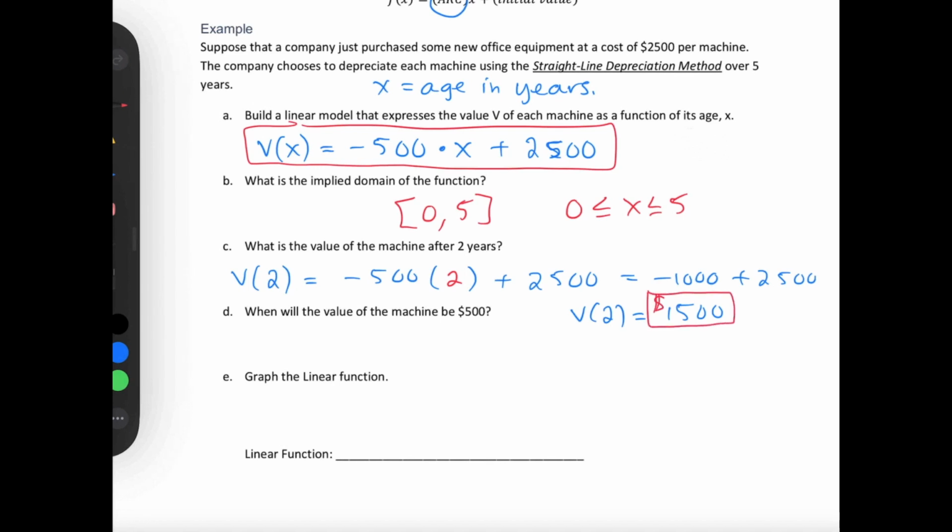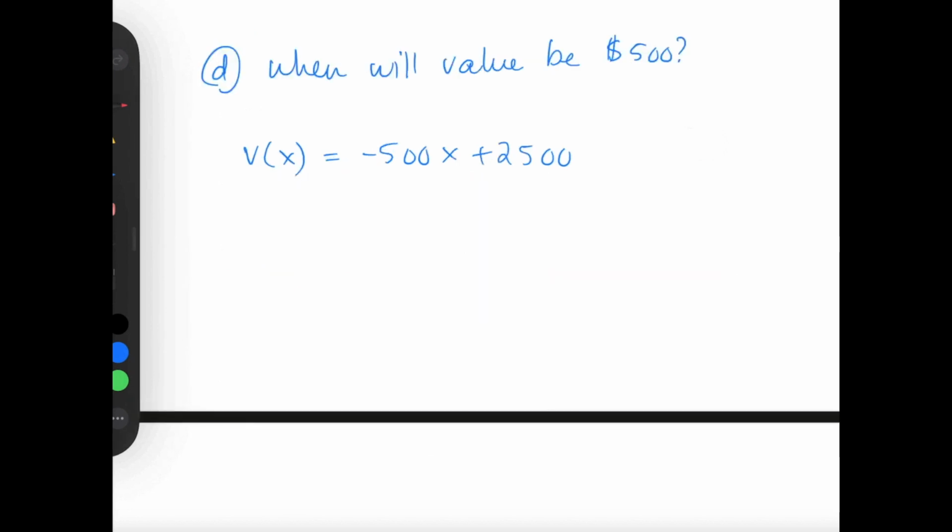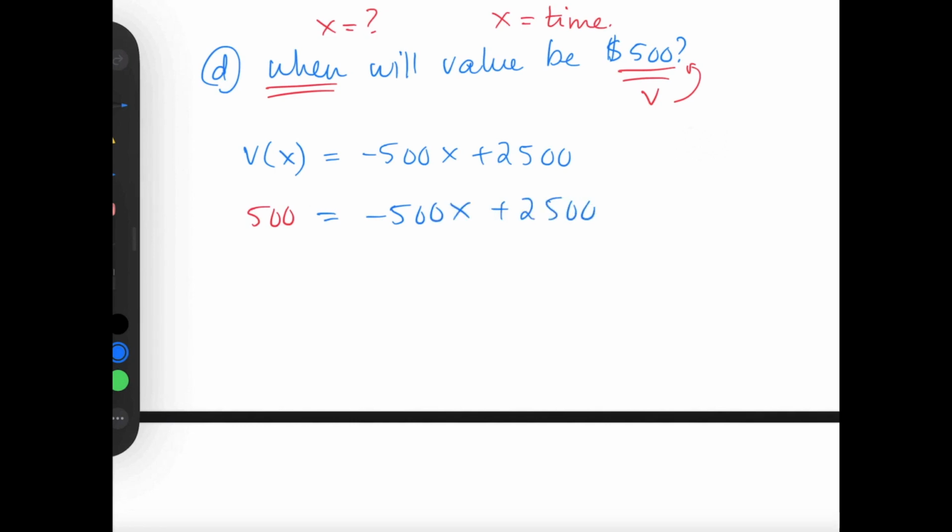When will the value be $500? So I'm going to come down here to have a little bit more space. When means after how much time? And remember, our x value is the age of the machine, so we're looking to figure out how much time passes when the value is 500. Well, we're given the value, so we can basically plug 500 in for value over here to the left of the equal sign and then solve for x. So we're trying to figure out the x that makes that happen, right?